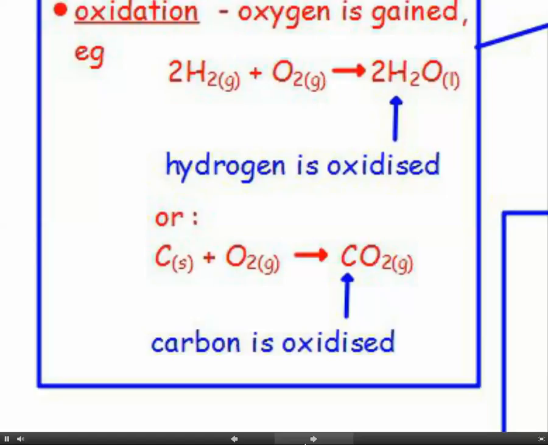Another example, C + O2 forms CO2. Carbon plus oxygen forms carbon dioxide. In this reaction, carbon is oxidized because it gains oxygen.